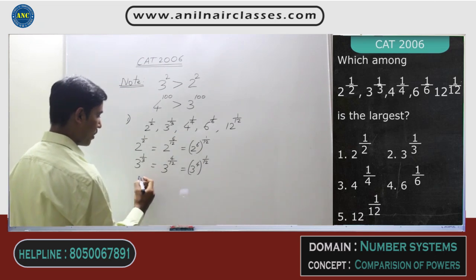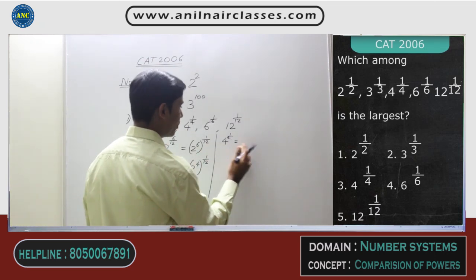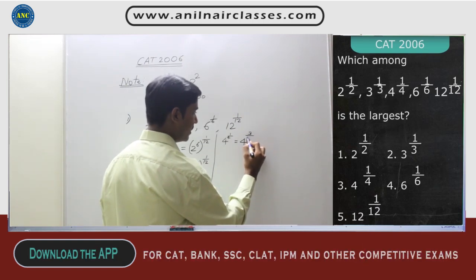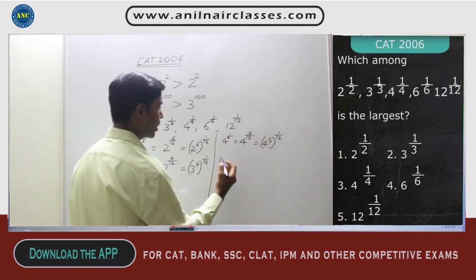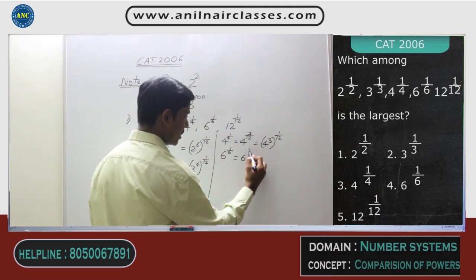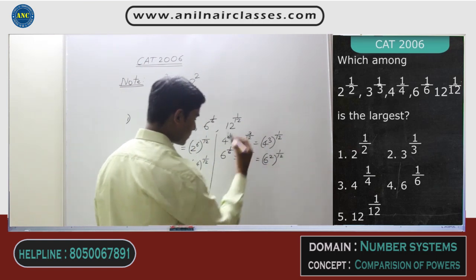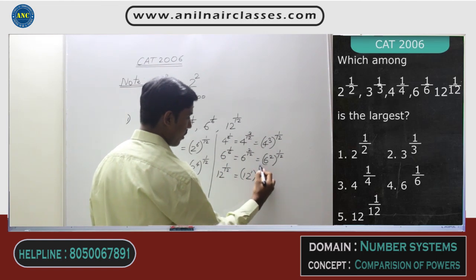Next, 4 power 1 by 4. I should make the power as 1 by 12. Multiply by 3, multiply by 3. It is 3 by 12. It is 4 cube power 1 by 12. Similarly, 6 power 1 by 6. I should make it as 12. Multiply by 2, multiply by 2. 2 by 12. It is 6 square power 1 by 12. Last is 12 power 1 by 12. This is 12 power 1, power 1 by 12.